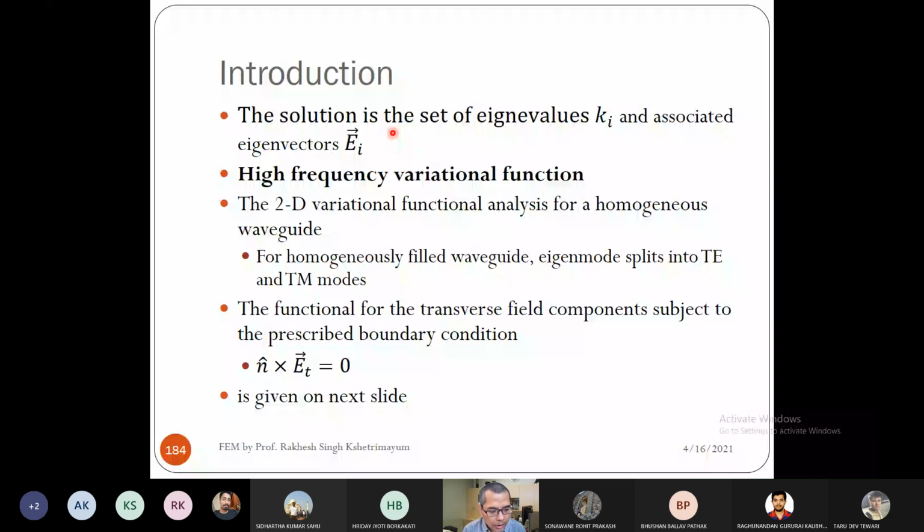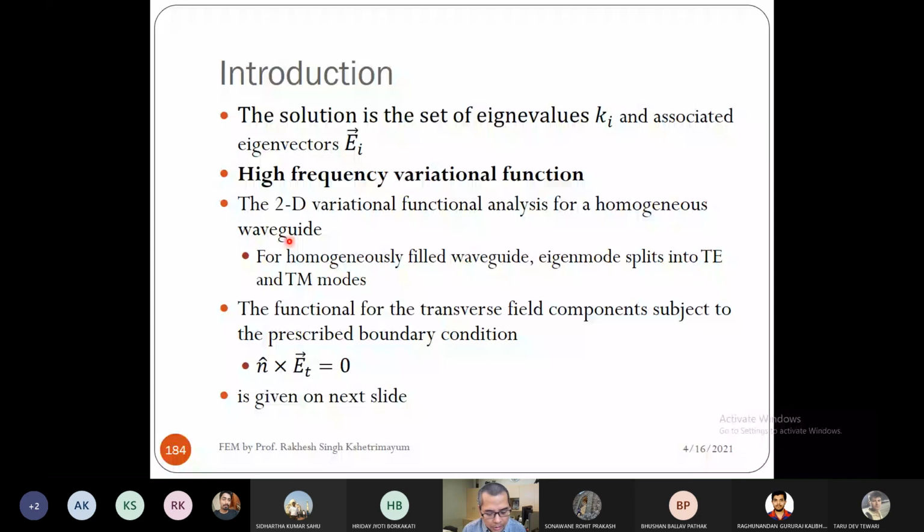So let us try to do a simple analysis for the high frequency variational function. Basically we want to analyze it for the waveguide TE modes and TM modes. So here we'll consider TE modes. So let us consider a 2D variational function analysis of a homogeneous waveguide.